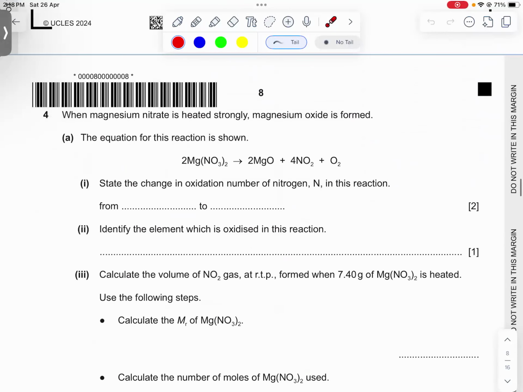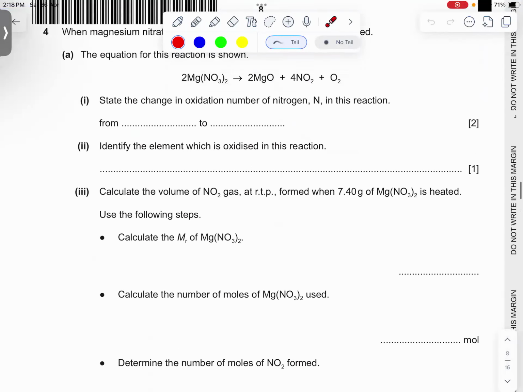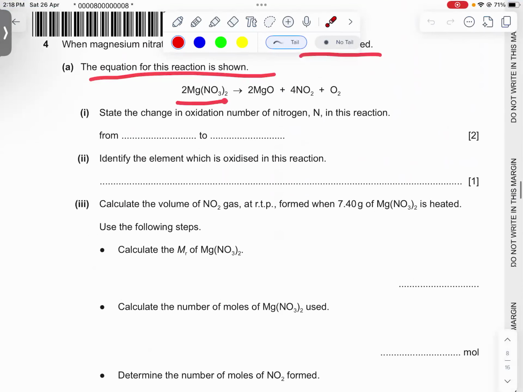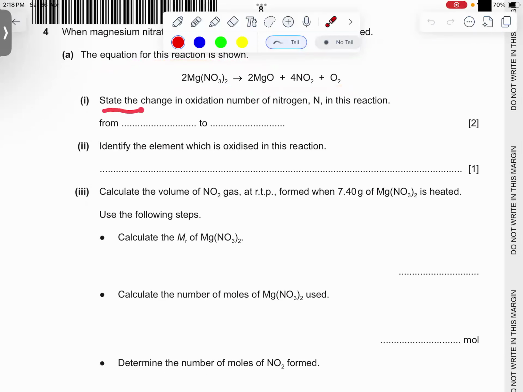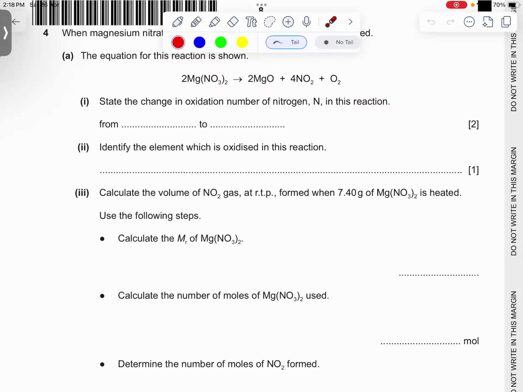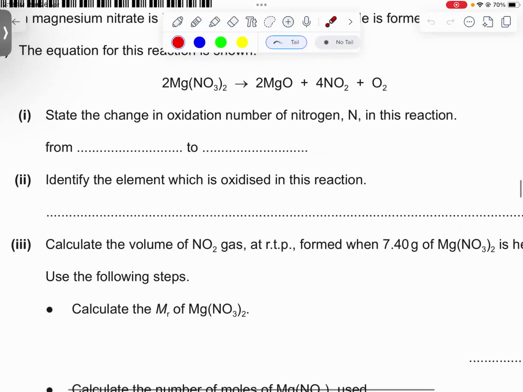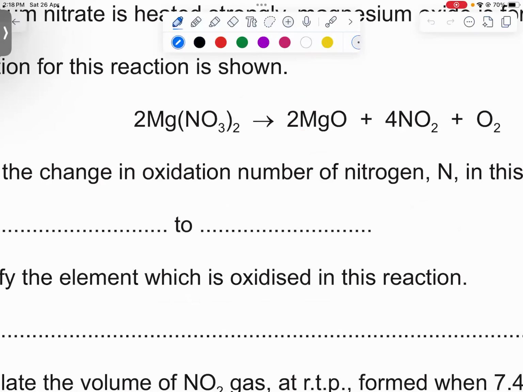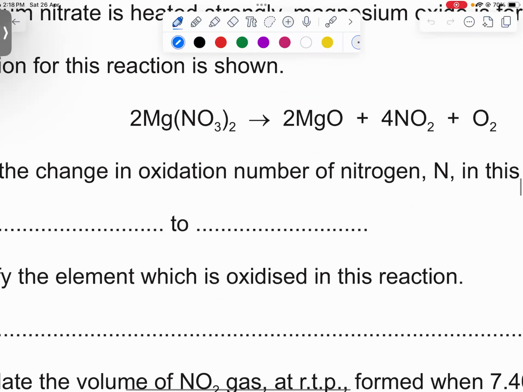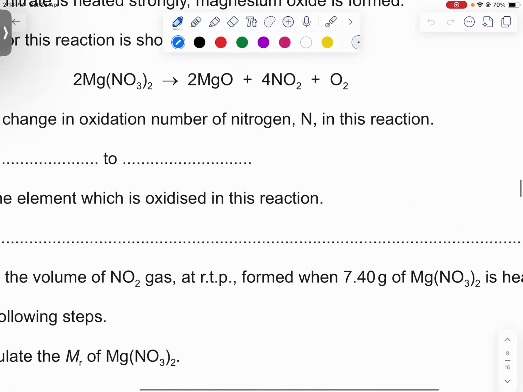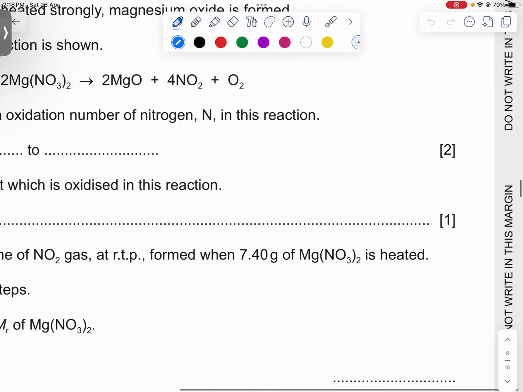When magnesium nitrate is heated strongly, magnesium oxide is formed. The equation for this reaction is shown. Magnesium nitrate undergoes thermal decomposition. State the change in oxidation number of nitrogen, N, in this reaction. So how has the oxidation state of nitrogen changed? For that, we have to judge the oxidation state of nitrogen in nitrate over here, and then the oxidation state over there. For that, they give us 2 marks. So how will we judge the oxidation state in NO3 over here?